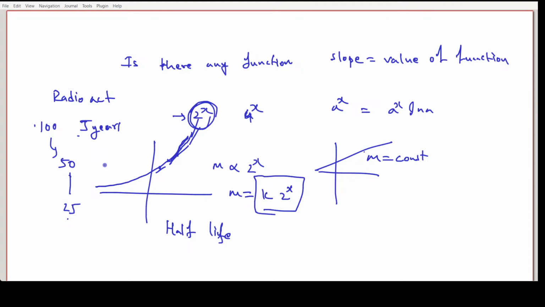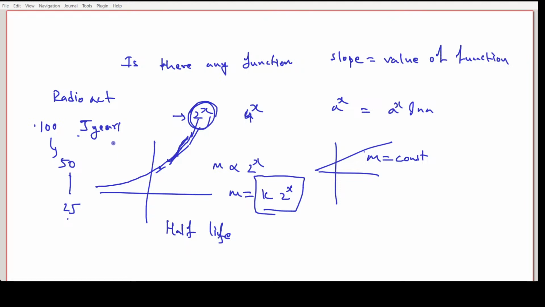Okay, so this is radioactive decay. Radioactive decay means certain items, let's say, for example, radium. What happens? Whatever is the amount, after a certain time that will become half. That is called radioactive decay.